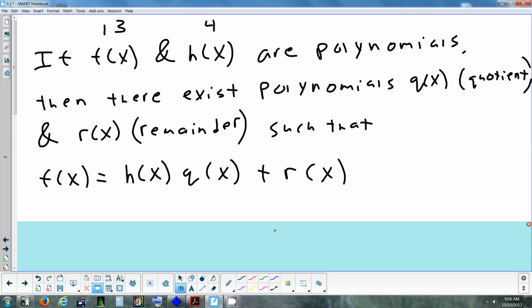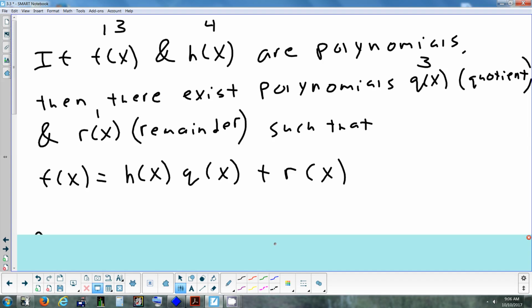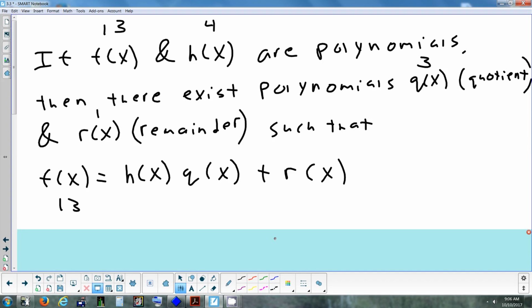So the quotient, what do you get when you divide 13 by 4? What's your quotient? Juliana? 3. Quotient would be 3. And what's your remainder? 1. So let's just plug those numbers into this formula, and I'm going to show you that it works. 13, hopefully, is going to equal 4 times my quotient plus my remainder. Is that true?